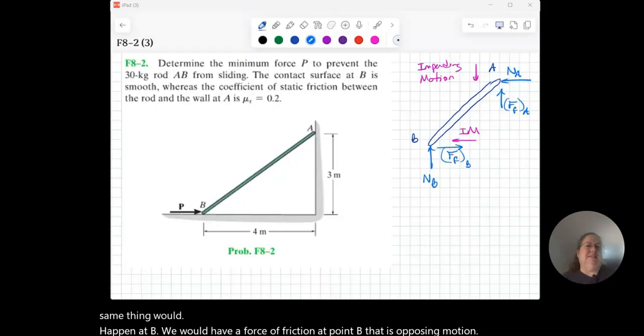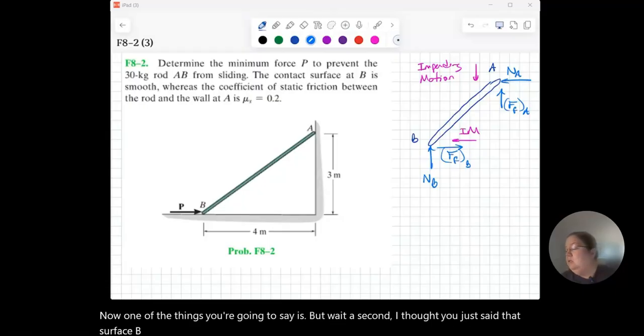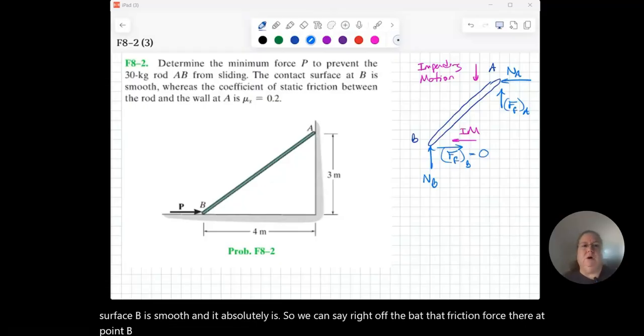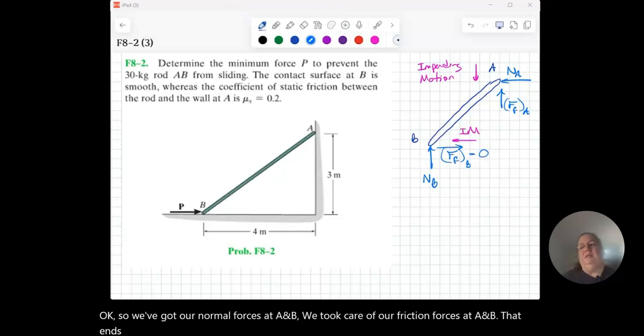Now, one of the things you're going to say is, but wait a second, I thought you just said that surface B is smooth, and it absolutely is. So we can say right off the bat that the friction force there at point B is 0. We don't have to think about that one too hard. Okay, so we've got our normal forces at A and B. We took care of our friction forces at A and B. That ends up being all of our support forces.